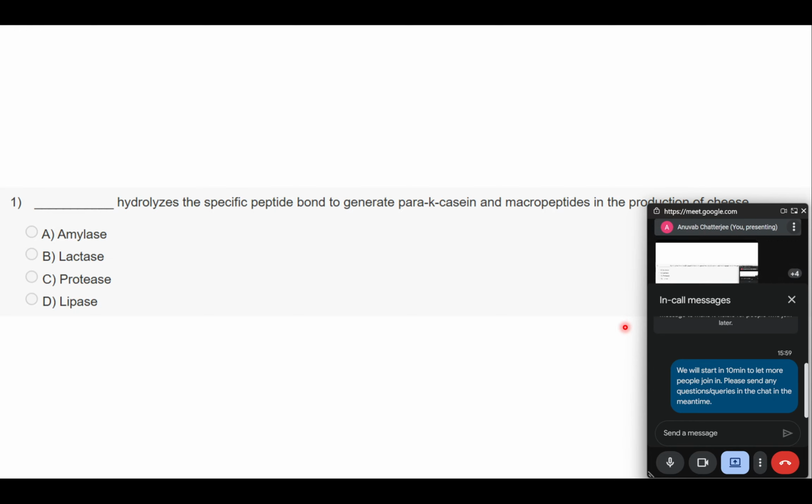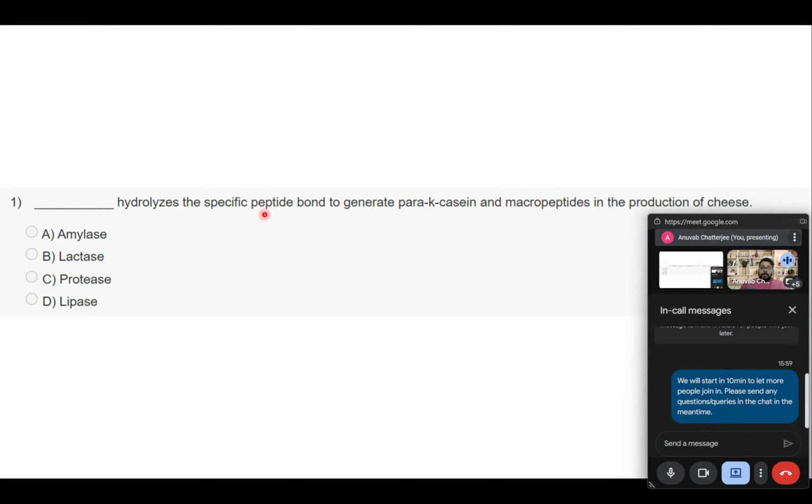So this set of questions is going to be pretty important for MCQs because you essentially need to know this, you can't figure this out. And there are multiple slides on this in the lecture notes as well. So you will be getting asked questions such as what is this enzyme used for, or what enzyme you will use for this particular application, and you should know how to answer that. So this is one of those questions. Blank hydrolyzes the specific peptide bond to generate para-casein and macropeptides in production of cheese. And you can put in whatever you think is the correct option in the chat.